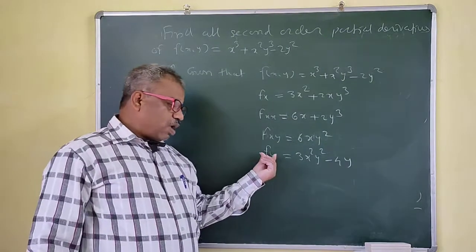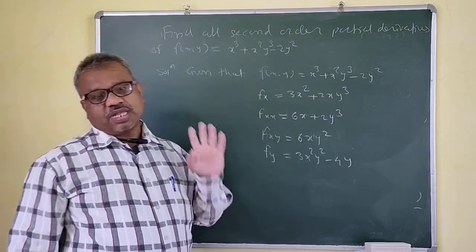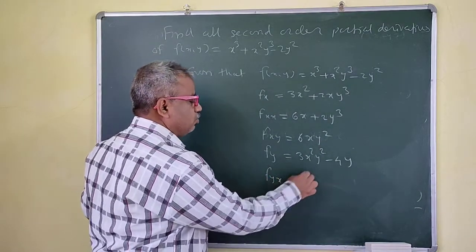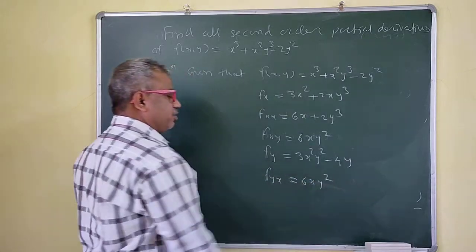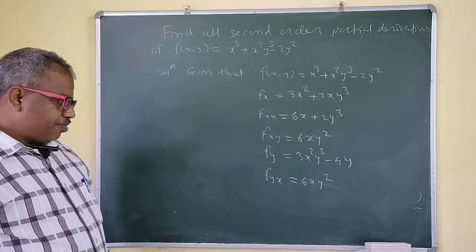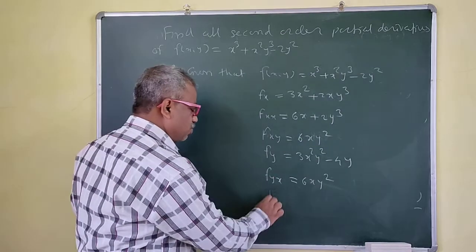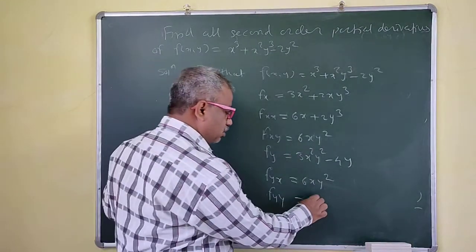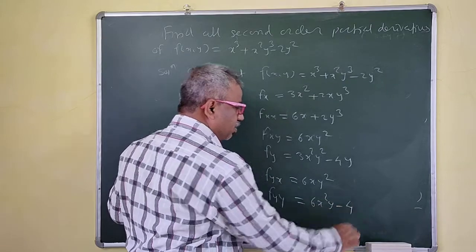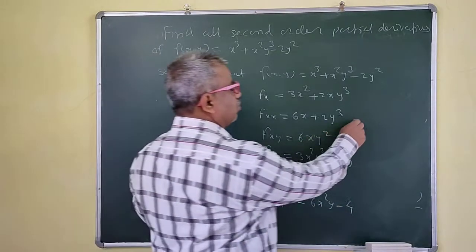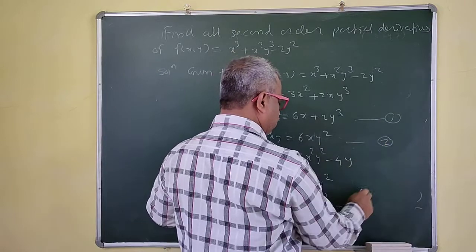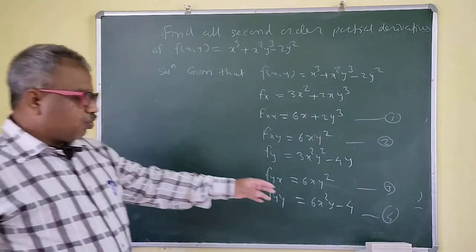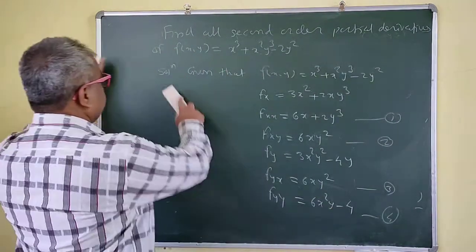Now we have to differentiate fy partially with respect to x and partially with respect to y. First with respect to x: this is 6xy square. The derivative of 4y is 0 because it is constant. Now we differentiate with respect to y. So fyy is 6x square y minus 4. So these are the second order partial derivatives, and these are the 4 second order partial derivatives.